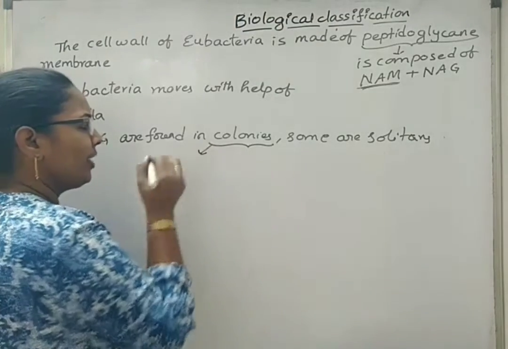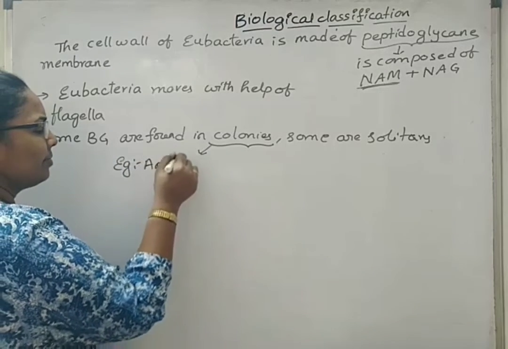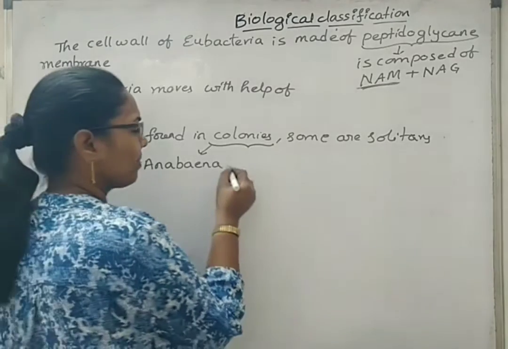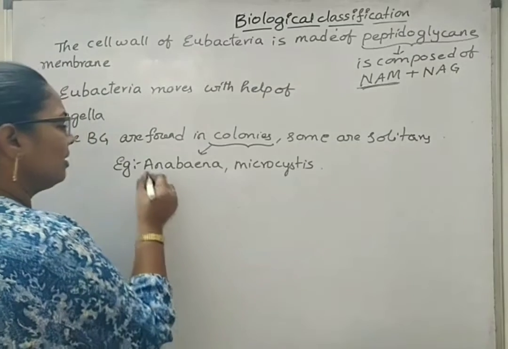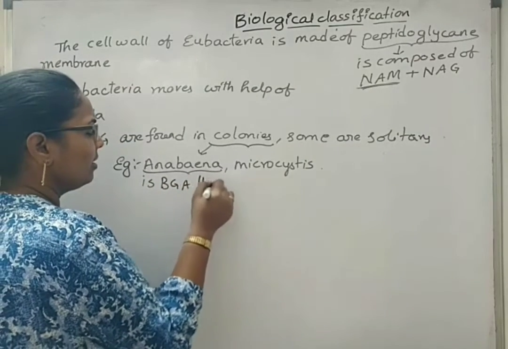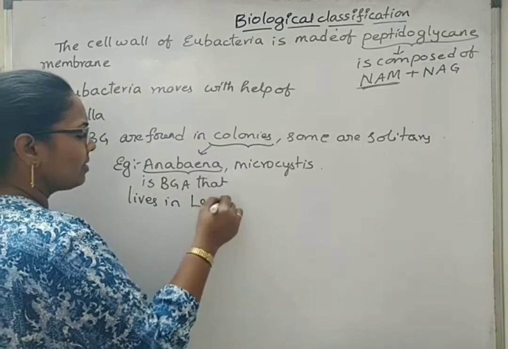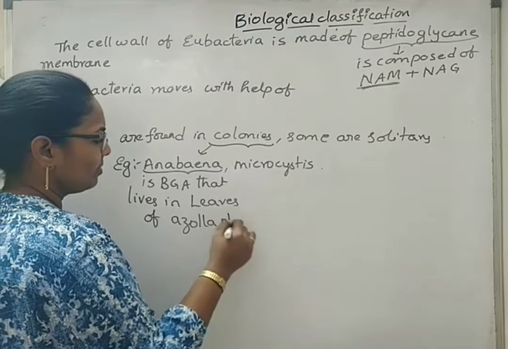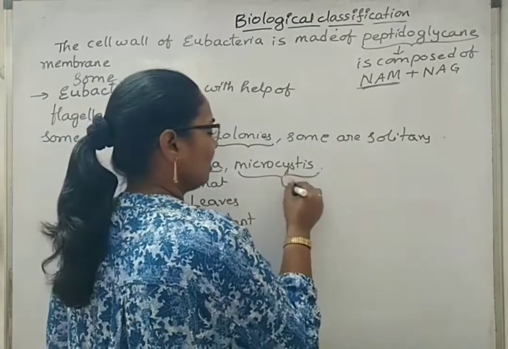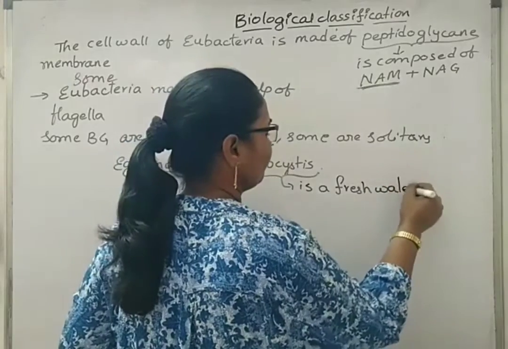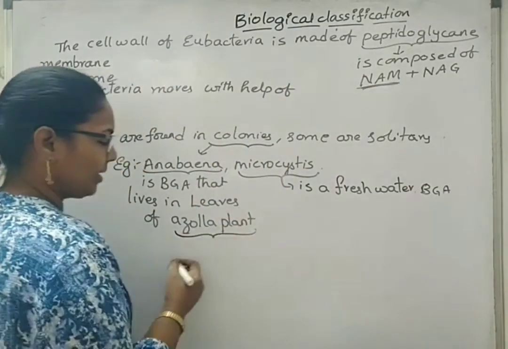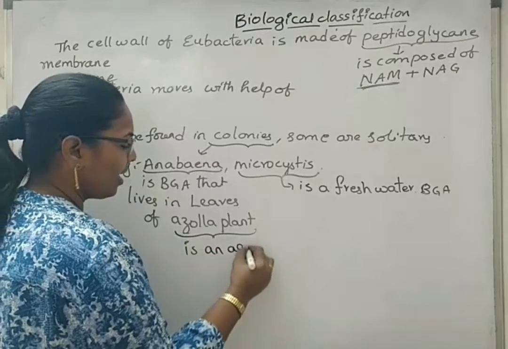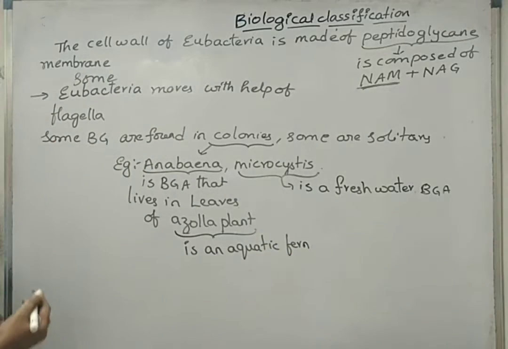Among the types of cyanobacteria, we can learn some examples like Anabaena, Microcystis, etc. Anabaena is a blue-green algae that lives in the leaves of the Azolla plant. Microcystis is a freshwater blue-green algae. What about this Azolla plant? Azolla is an aquatic fern.